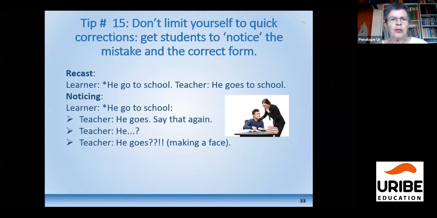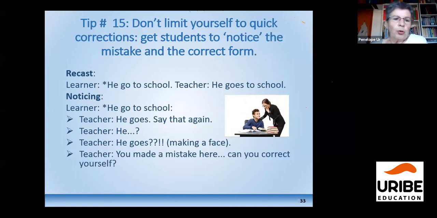Or I say "he goes," are you sure that's right? You know, making a face, and the student again self-corrects. Self-correction is really much better than just the teacher correcting, because then you know the student has noticed it and got the right form. Or you might just say you made a mistake. Quite frankly, honestly, you made a mistake, can you correct yourself? Or remind them of the rule about the third person S.